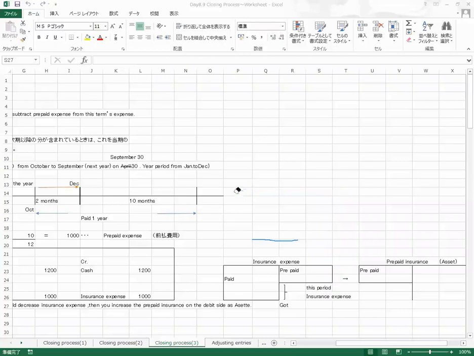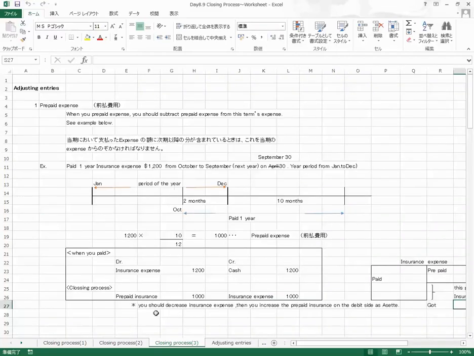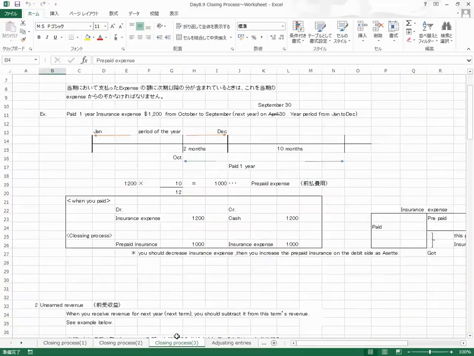Is that okay? You learned prepaid insurance as an accounting name, so please remember it. You should remember prepaid insurance or other prepaid items, like prepaid rent, prepaid rent for a house or rent for a room like that. That was prepaid expense. Okay, next. So, go to the next.